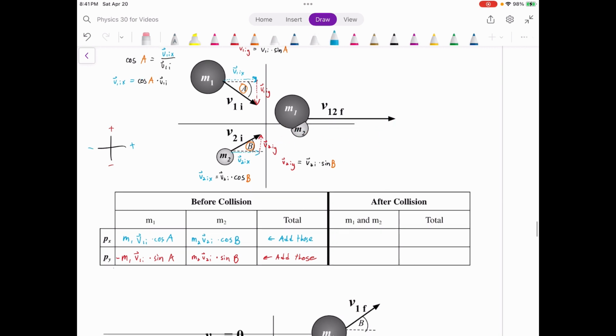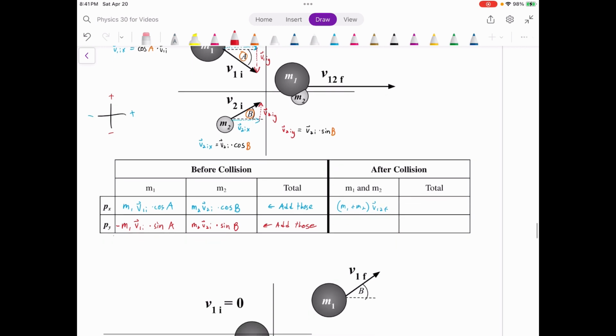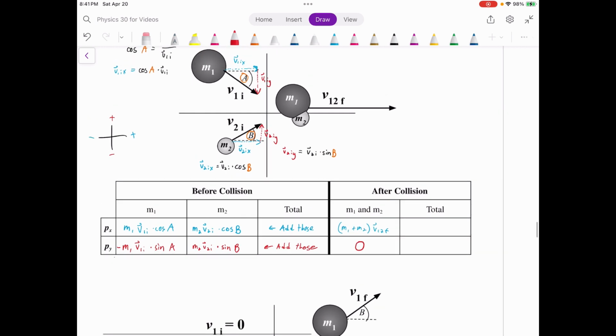So how do we figure out its final x momentum? It would be mass 1 plus mass 2, that's now the mass of our object, times this new velocity that it has, because that's all in the x-axis, right? We're still multiplying the mass by the x component of its velocity to get the x component of its momentum. It's just that the final velocity is the x component. The x component is the final velocity. It's all x component, no y component. And therefore, what is its final y momentum? It is 0, right? It doesn't have any y momentum final.